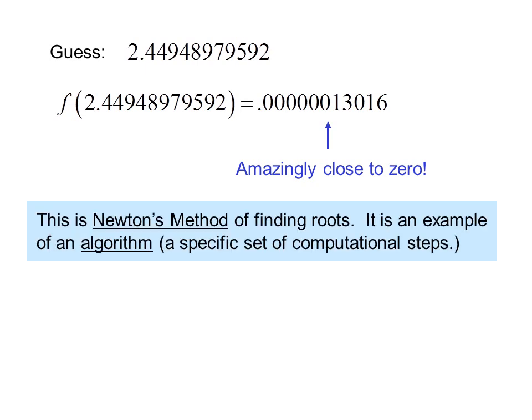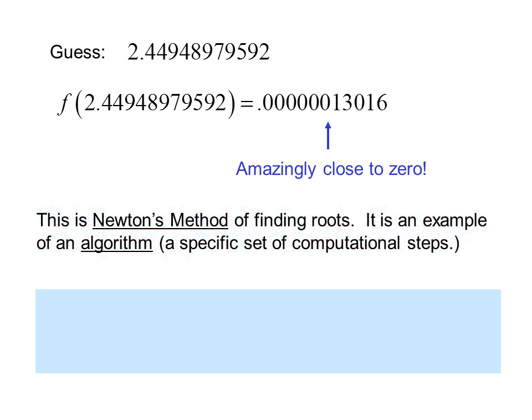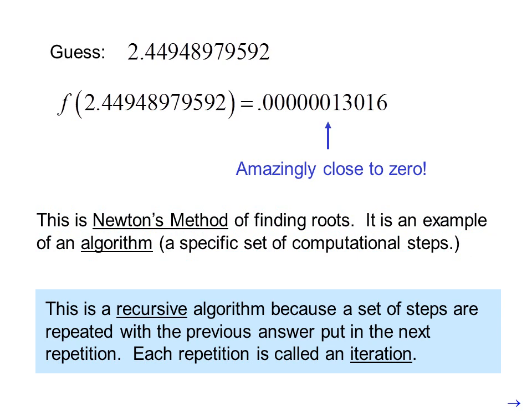This is Newton's method of finding roots. It is an example of an algorithm, which is a specific set of computational steps. This is a recursive algorithm because a set of steps are repeated with the previous answer put in the next repetition. Each repetition is called an iteration.